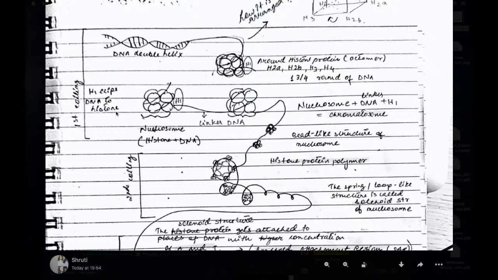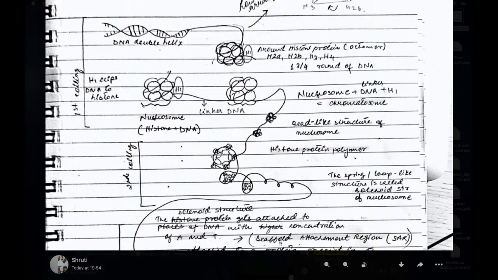So this H1 clips DNA to histones. That's true, this H1 on the side clips to it. This is the whole nucleosome, histones with DNA. Very nice. The nucleosome plus linker DNA plus H1 makes your chromatin. Somebody was asking yesterday what is the difference between chromatin and chromosome. So that's the difference. Then these become bead-like structures, nucleosomes. So they started to go further, further, further.